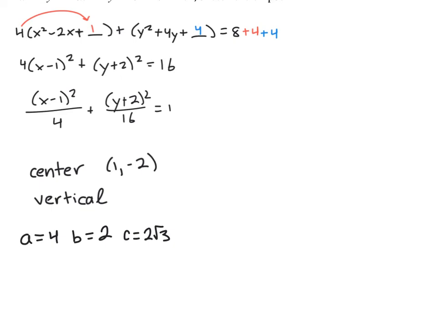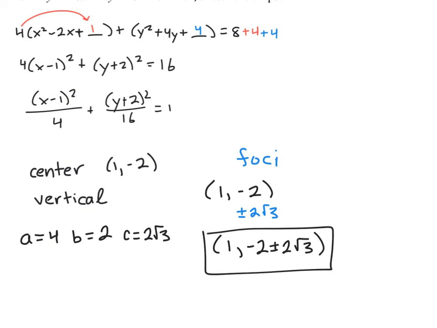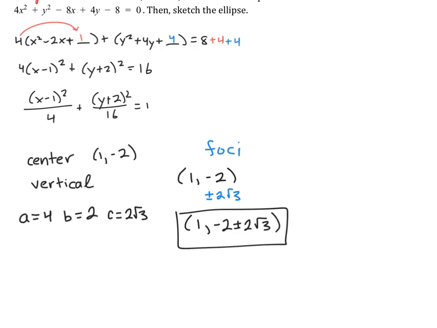Now, let's try to find the foci without sketching a graph. So for our foci, I know that since our ellipse is vertical, they're going to be above and below, which means that we start at our center and we're going to add or subtract 2 root 3 to our y value, which would move us up and down. So our foci are at (1, −2 plus or minus 2 root 3). Those are the foci.